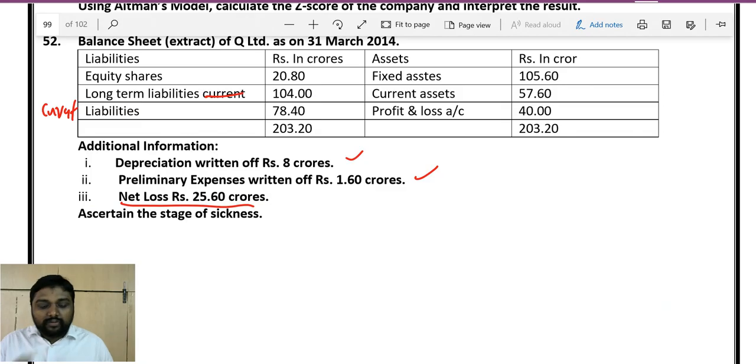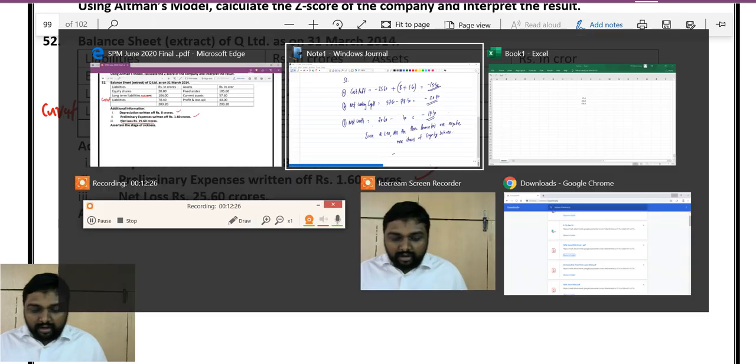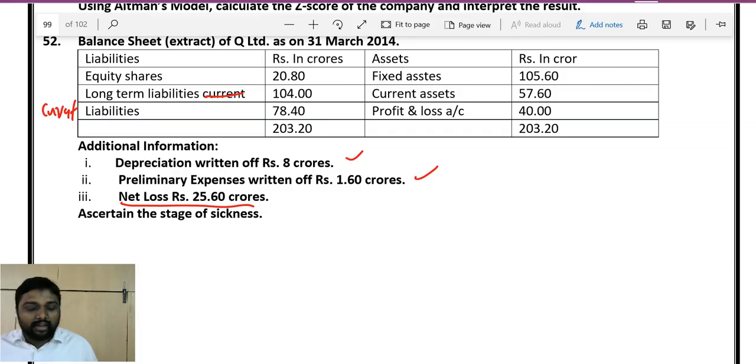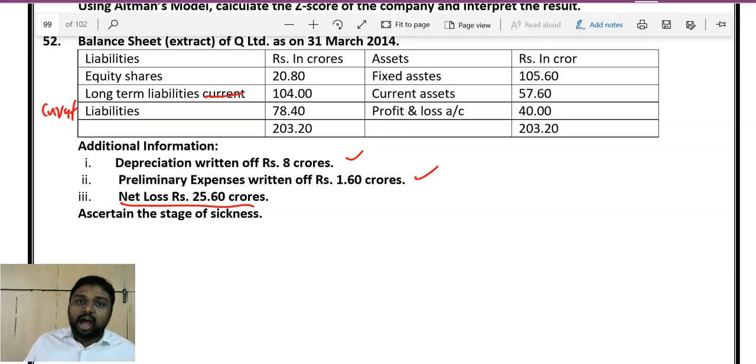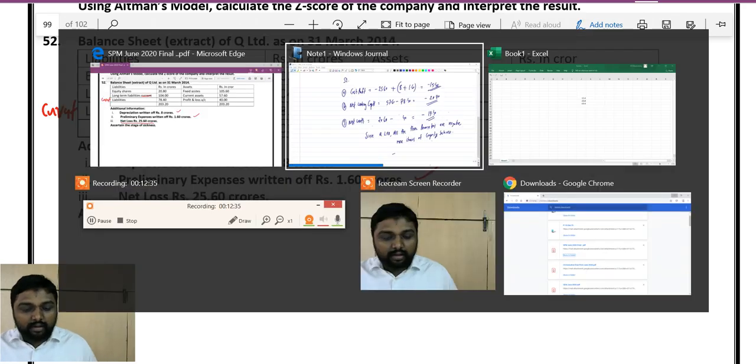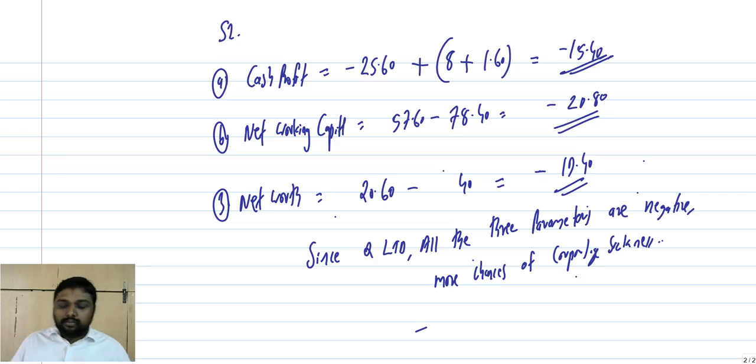If there is any doubt about depreciation adjustment, these are all additional information. Some friends may be thinking, while finding this, shall we adjust the preliminary expense? Already the preliminary expense is adjusted in the P&L. That's why the P&L has a loss. So there is no need for another adjustment. Additional information we won't consider. So copy fast. Any doubt?